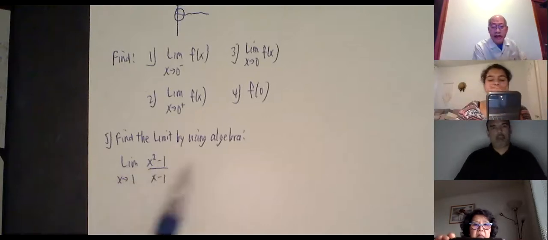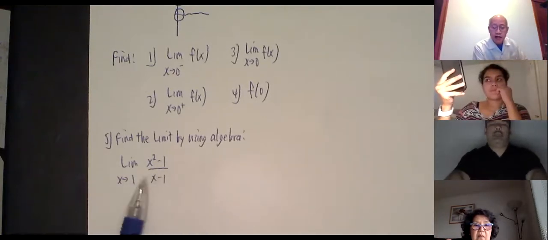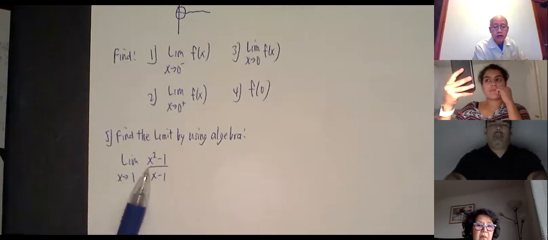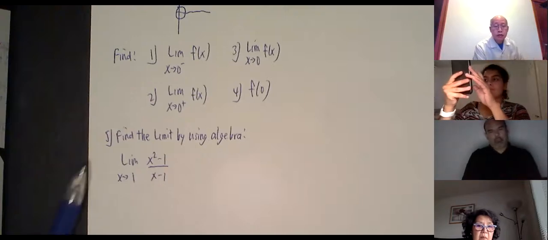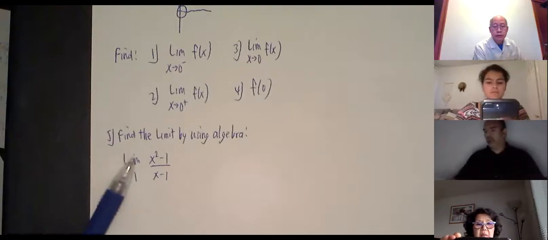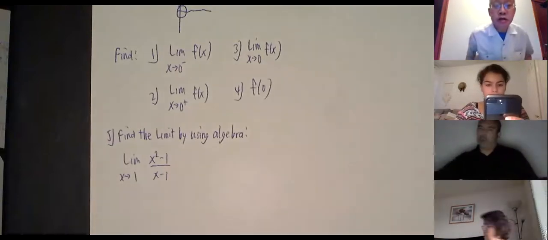Find the limit by using algebra. Okay, don't plug in 0.99 or 1.001. Do the algebra for that. Limit as x approaches 1 of x squared minus 1 over x minus 1. Okay, one more time, or if you want to write it, you may. Limit as x approaches 1, x squared minus 1 over x minus 1.